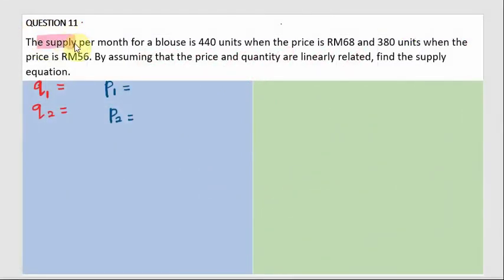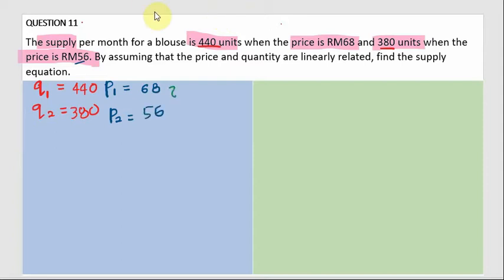Question 11. The supply per month for a block is 440 units when the price is 68 and 380 units when the price is 56. By assuming that the price and quantity are linearly related, find the supply equation. From the question, the first quantity is 440 when the price is 68. Then the second quantity is 380 when the price is 56.